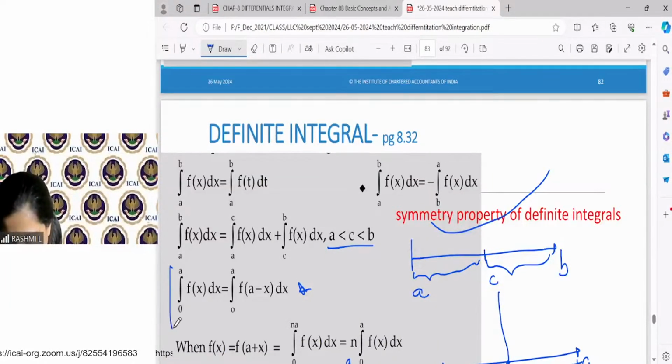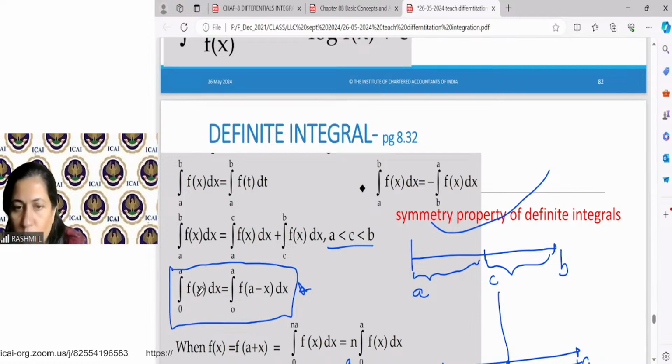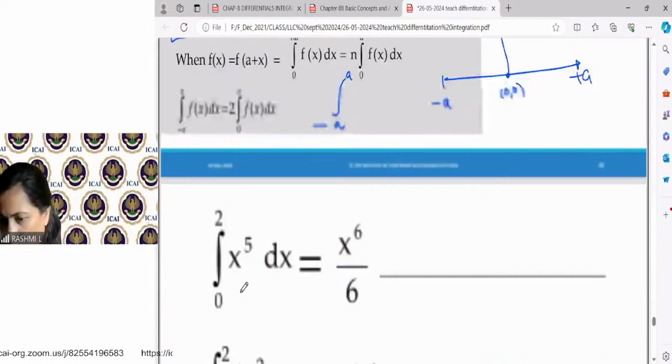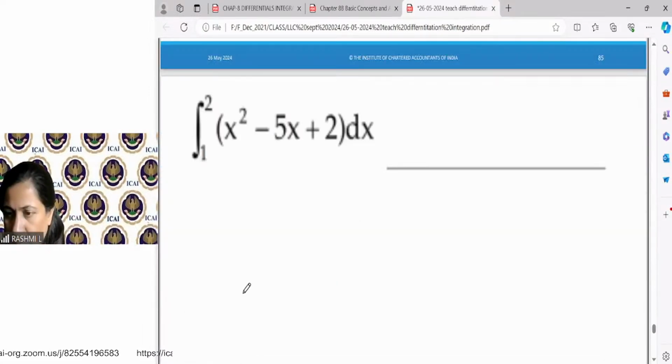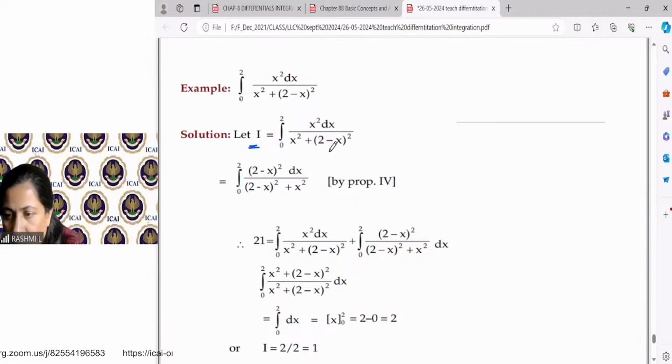I am using this property: f(x) is equal to f(a minus x). So you can write f(x) as f(a minus x). So what do I do? Instead of x square, I will write (2 minus x) the whole square. So I is equal to the given question, and I is also equal to (2 minus x) the whole square upon (2 minus x) the whole square plus x square, writing 2 minus x in place of x and again 2 minus x as x.